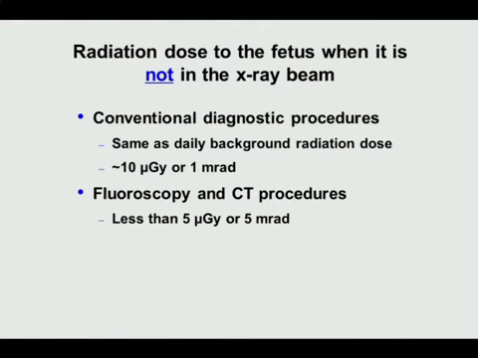If the fetus is not in the X-ray beam, meaning the primary beam is not directly focusing on the fetus, in that case we can conveniently assume that in conventional diagnostic procedures the radiation to the fetus is about 1 millirad or 10 microgray, purely because of the internal scatter, and that's almost the same as background radiation dose. In fluoroscopy and CT procedures, again, the internal scatter can go up to 5 microgray or 5 millirad.